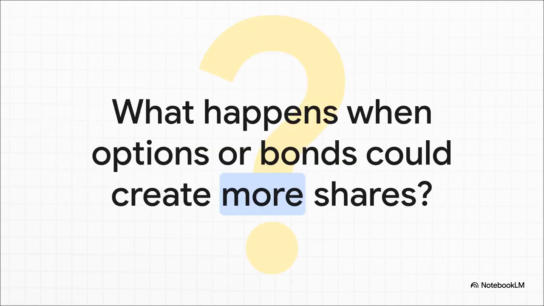So now you've got a really solid handle on basic EPS, but the next logical question is, what happens when things get more complex? What about potential new shares from things like stock options or convertible bonds? Those could dilute the earnings for the existing shareholders, and that, well, that's where our next topic, diluted EPS, comes into play.